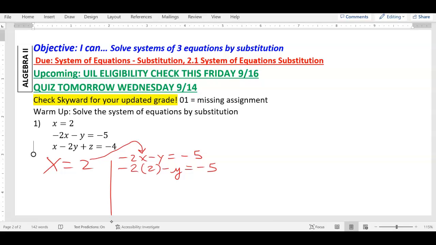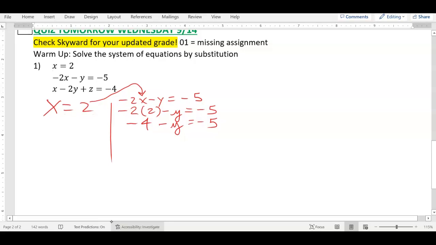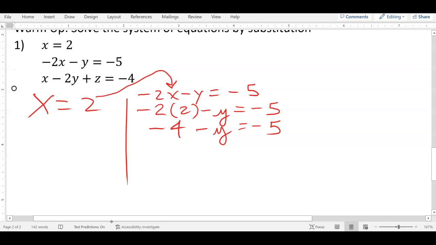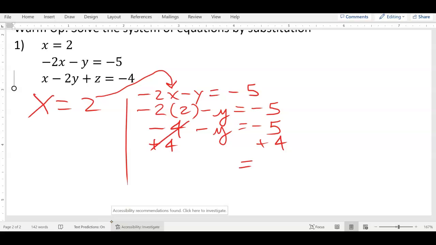All right. Now, what do I do first to simplify this? Okay, the negative 2 and the 2, those can multiply. Negative 2 times 2 is negative 4. Bring down negative y equals negative 5. Now, what do I do next to get y by itself? Get rid of that loner. Yeah, plus 4, plus 4. Negative 5 plus 4 is negative 1.